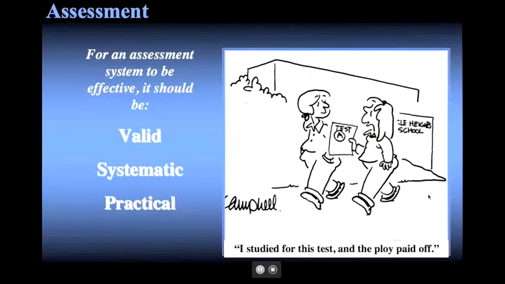For an assessment really to be valid or to be effective, it should be three things. That is, valid, systematic, and practical. That is, the more that you test the objectives, the more you center in and focus on and tell kids what they exactly need to do, the more valid that assessment system is going to be.